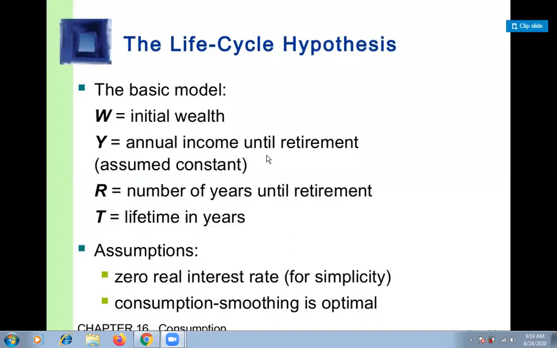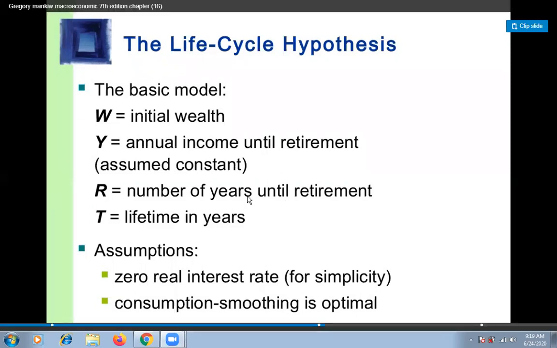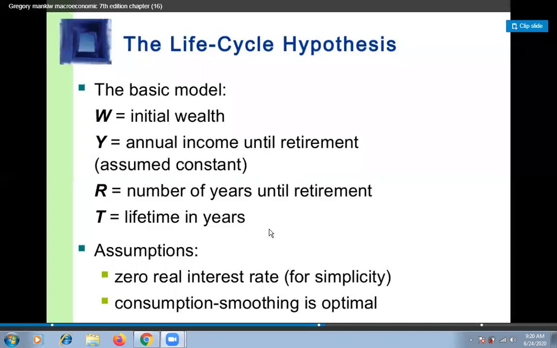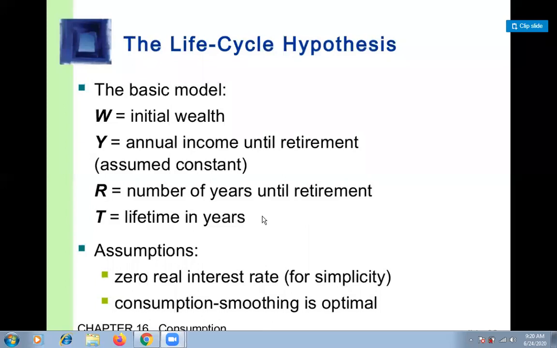R means number of years until retirement. Working time from 20 to 65, that is 45 years. R is 45 years. T means lifetime in years. For example, his lifetime is longer, and 45 is the working years.